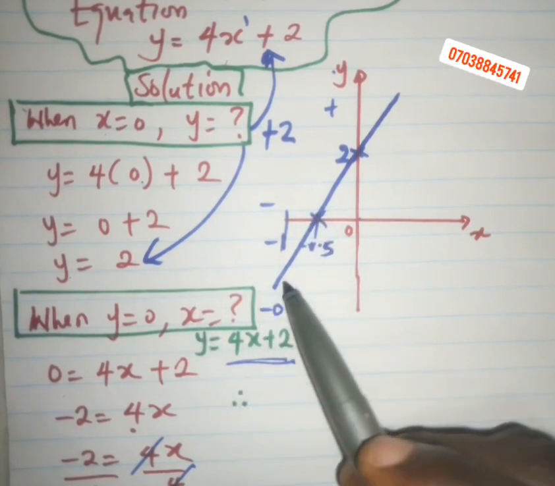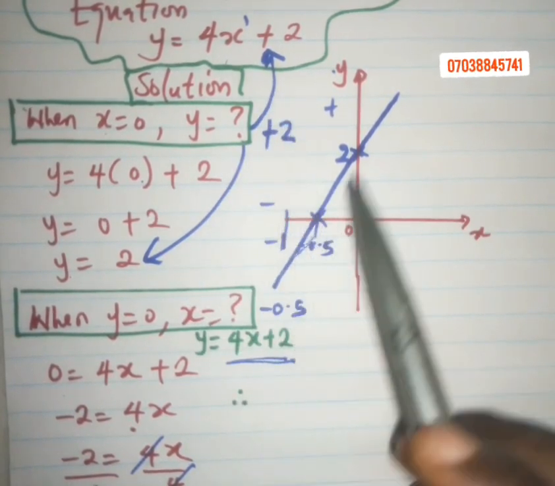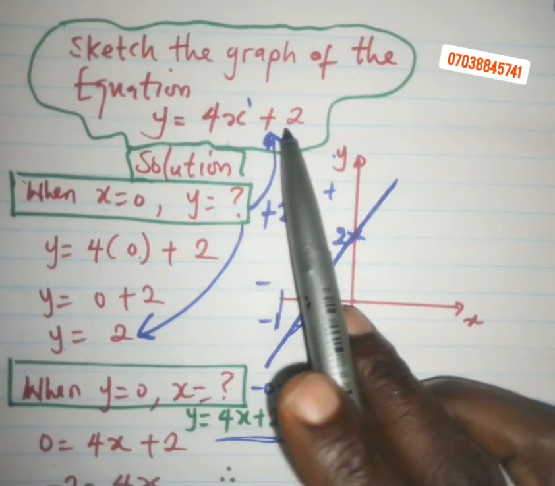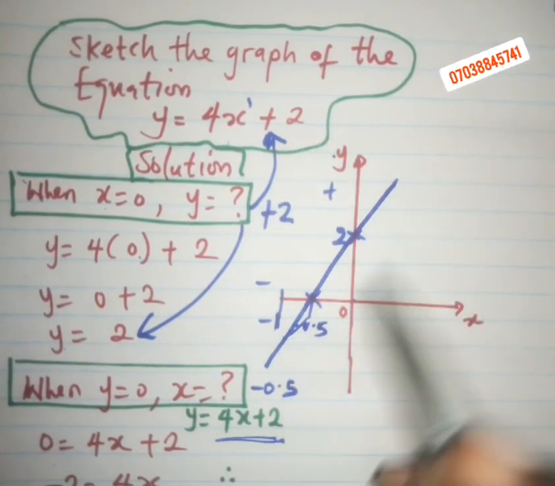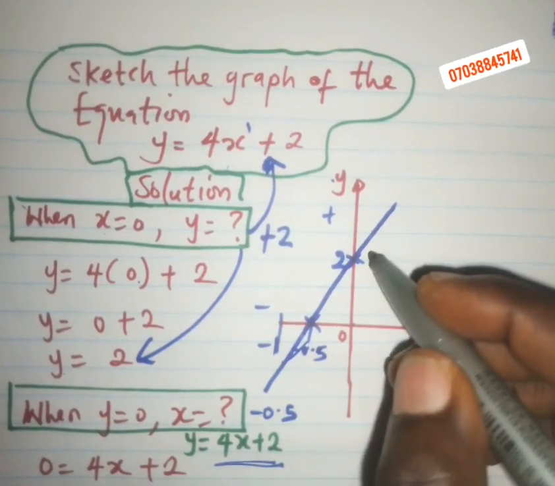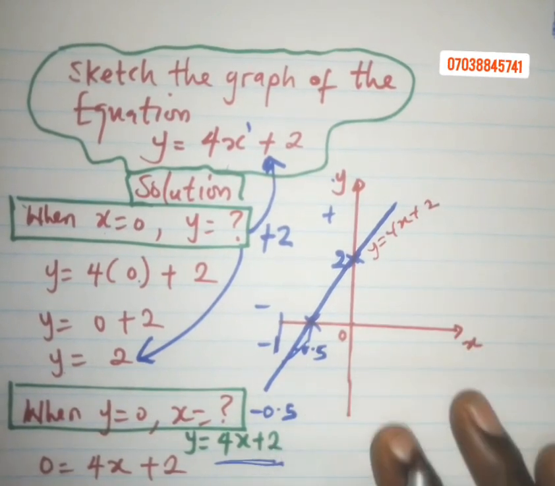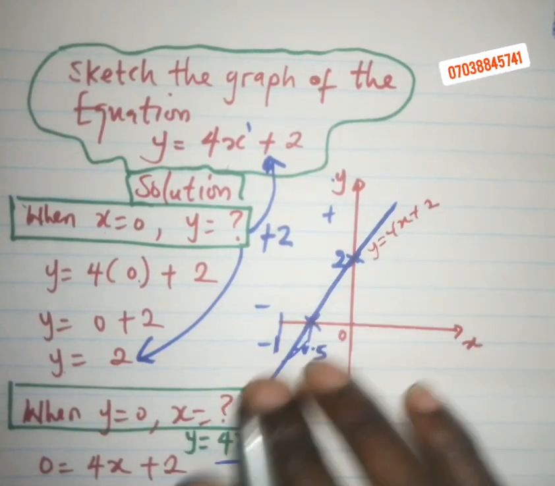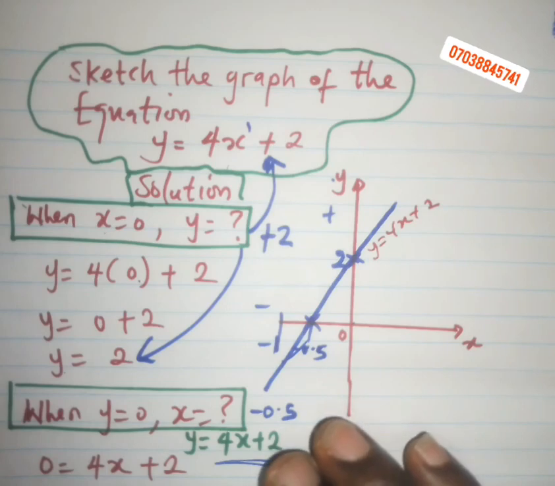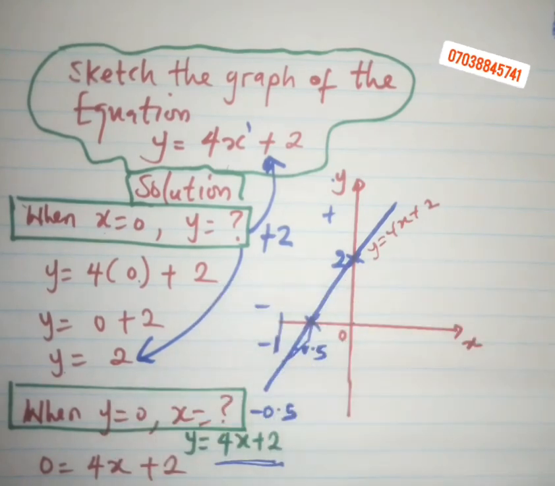This is the graph of the equation y equals 4x plus 2. So along this line, you just come up here and write out y equals 4x plus 2. So anyone that sees this will know that this is the graph of this equation, y equals 4x plus 2. So you can see it's very, very easy.